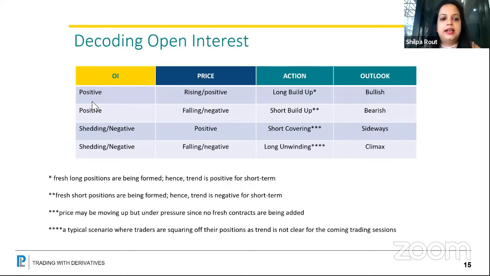So this is what I've been talking about, the price action with OI. And what is the outlook? Like I said, if OI is positive and price is also positive, the action is long build up, which is bullish. If OI is negative and price is down, the action is short build up, which is bearish. If OI is shedding, that is negative, and price is up, it is short covering, which means it may move sideways to a little positive movement. And if OI is negative and price is also negative, the action is long unwinding, which means it is the climax. So these are all the theory things.